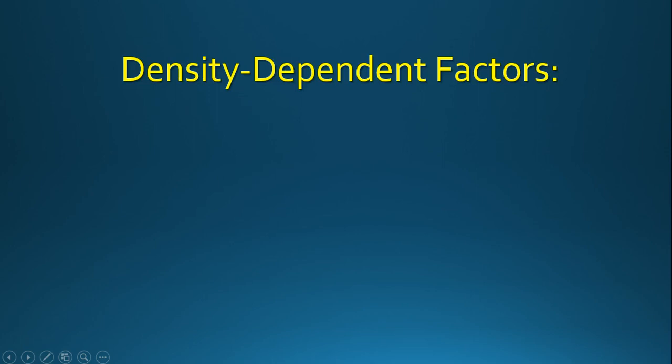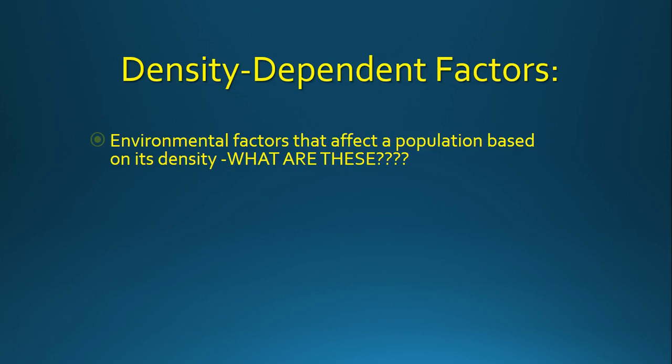So we've been mentioning this idea of density dependent factors, and I think your book does a really good job of explaining this, so hopefully I'm just adding to what you already know. These are environmental factors that affect a population based on its density. So what are these density dependent factors? Well, food, right? If we have more individuals eating, and we only have a certain amount of food growing, then essentially the amount of food available is going to be dependent upon how many animals are trying to consume it at once. So that would be a density dependent factor.